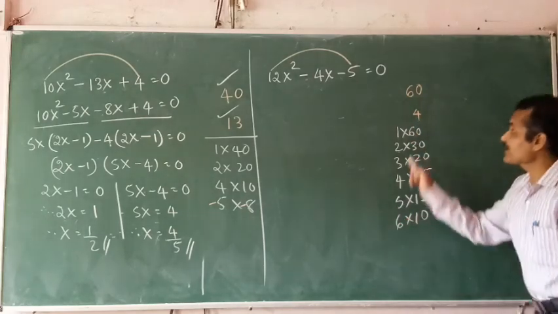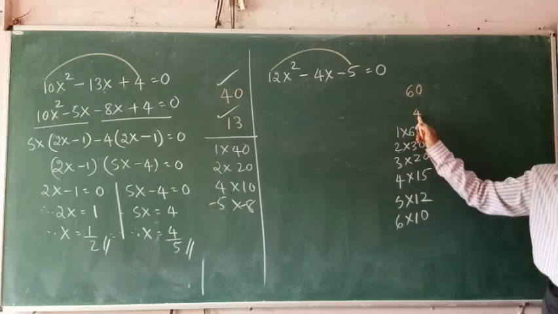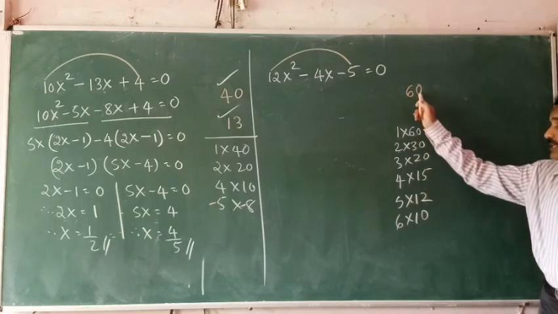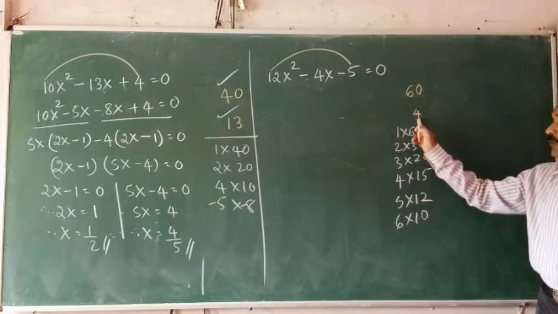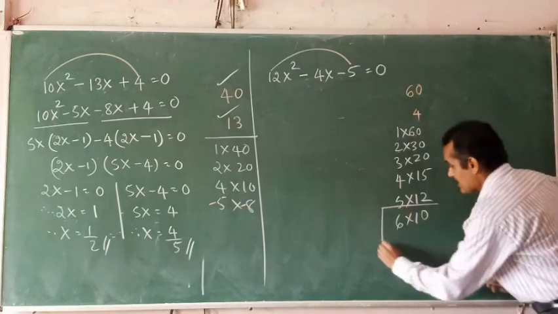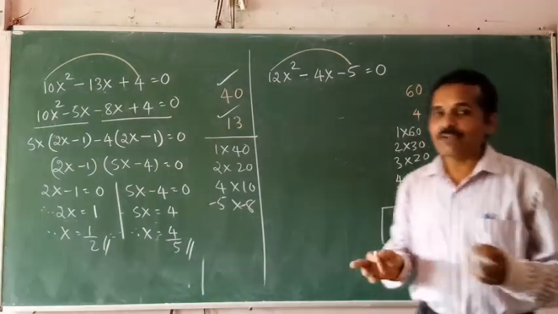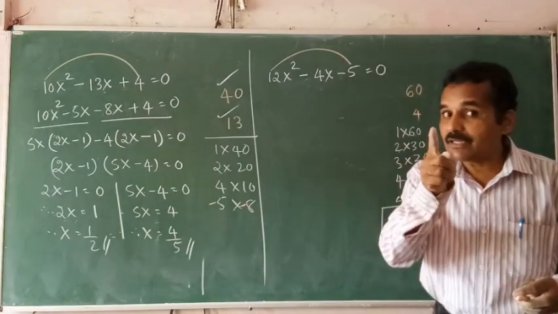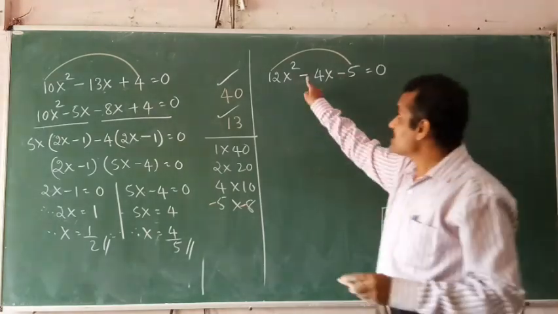6 tens are 60. 10 minus 6 is equal to 4. So the middle terms are 10 and 6. But which 10 and which 6? That will be one plus and one minus. That will be decided by this sign.